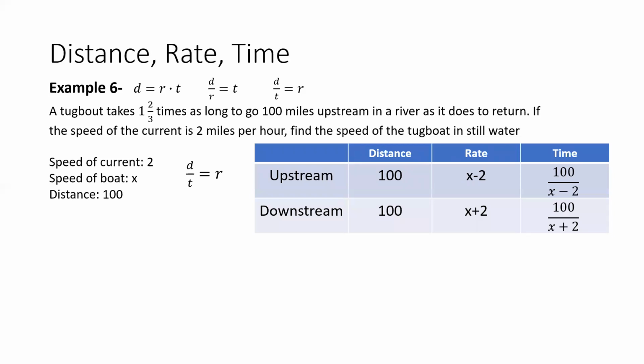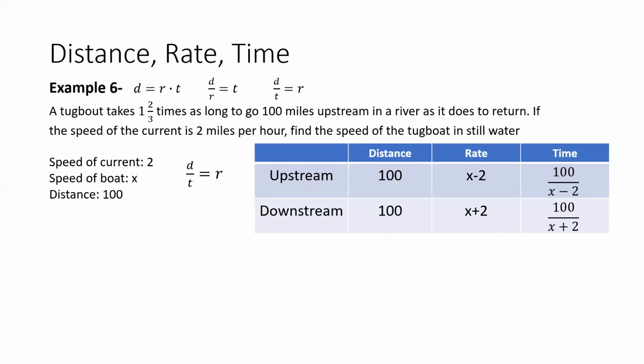Now I put all of the information that I have into this table. The top row of my table is my upstream information. The bottom row of my table is downstream information. I know the distance is the same for both, it's 100. I know the rate for upstream is going to be, I'm fighting my current upstream, so that's x minus 2. And the current is helping me downstream, so that's x plus 2.